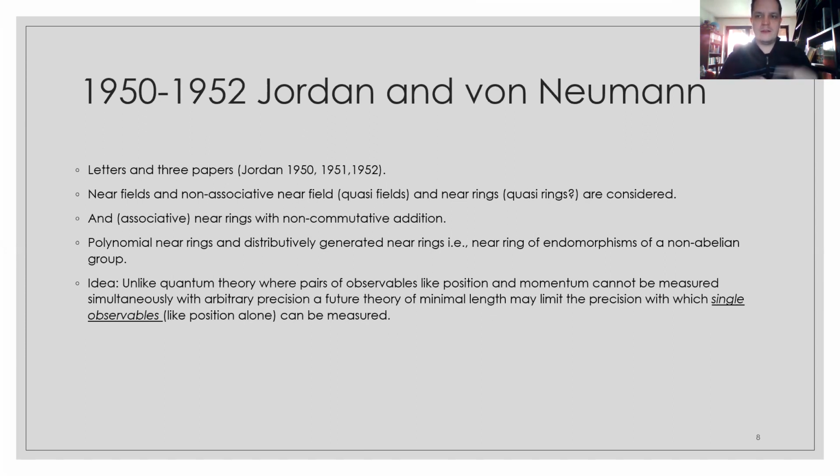And Jordan thought that we might need to generalize the concept of space and introduce a minimal length, which can be resolved by measurement, and where not only pairs of observables cannot be measured with arbitrary precision, but a single observable cannot be measured with arbitrary precision. And he had 2 main ideas how to make this work. One was to work with one-sided distributive systems, and later in the 1960s, he worked with non-power associative algebras.